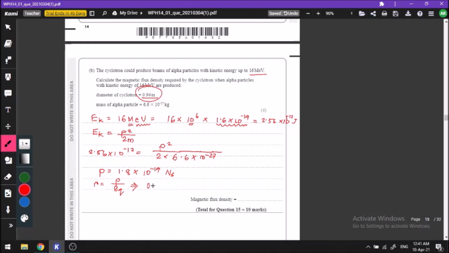The radius becomes 0.47. And the p we know, 1.8 × 10^-19, divided by B, which is unknown, and the Q. Q means the charge of the alpha particle. There are 2 protons in the alpha particle, so 2 times the electronic charge. That is the charge of the alpha particle. Now, calculating all these things, you will find an answer which should be 1.2 tesla. Don't forget the unit in your answers.